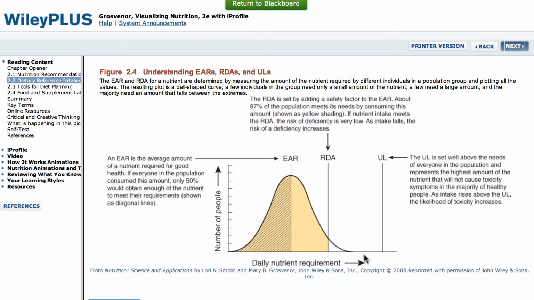One other thing about this graph I wanted to point out is that this upper limit probably is not here. It's probably somewhere way off the page. So for example, the RDA for vitamin C, as I said again, for an adult is 75 milligrams per day. The upper limit for vitamin C is 2,000 milligrams per day. So this actually would probably be way off this page if they were going to put it on this graph.